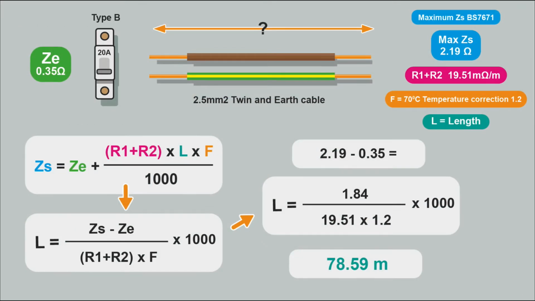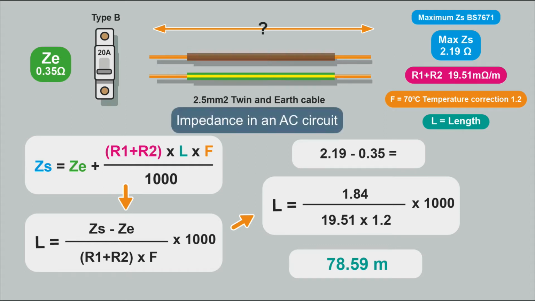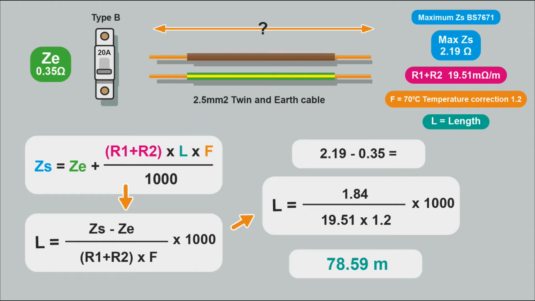And if we know our ZE, we could use our maximum ZS to get an idea of the maximum length as well. When we do our measurements, such as R1 plus R2, we'll be doing those when the cable is cool at ambient temperature. But in the design stage, we need to consider what the maximum resistances would be when they're at maximum operating temperature, which is 70 degrees C for twin and earth cable.